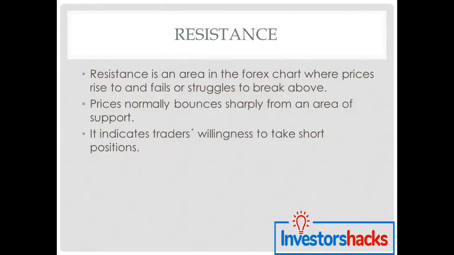Then we have resistance, and resistance is an area in the Forex chart where prices rise and fail or struggle to break above. Giving a typical example, resistance is like when you're in a room, the ceiling is your resistance. Even if you jump, it prevents you from going above or breaking above. So price normally bounces sharply from an area of resistance. It indicates traders' willingness to take short positions.